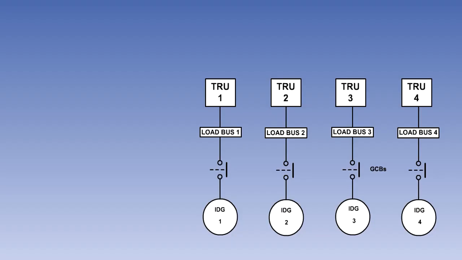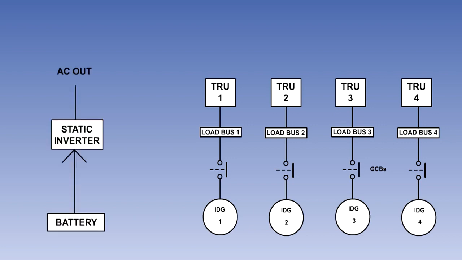DC loads are supplied from transformer rectifier units connected to the load bus bars. Emergency AC power is provided by a static inverter supplied by the aircraft battery and emergency DC power directly by the battery. These systems are connected in much the same way as in a split bus bar system and are fully explained in the split bus bar systems lesson.